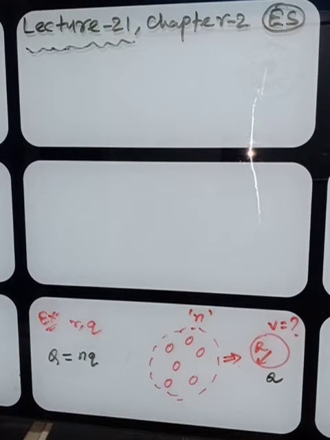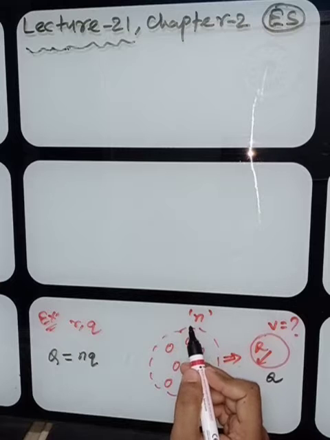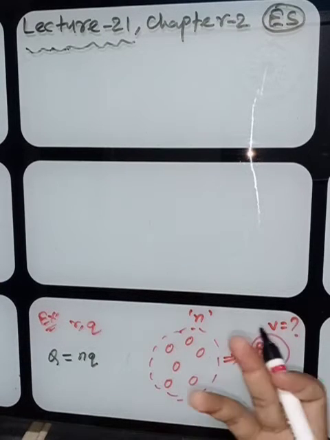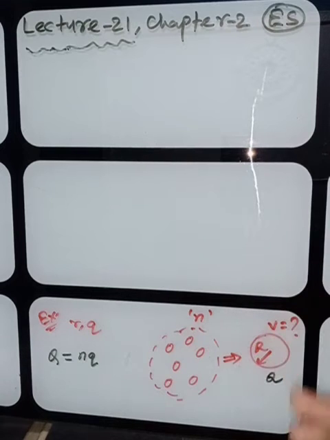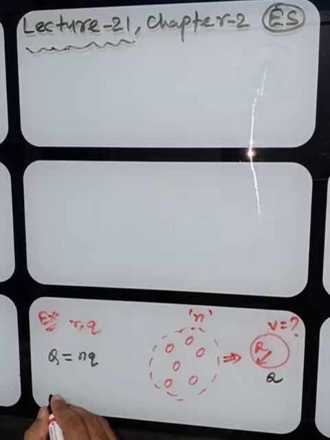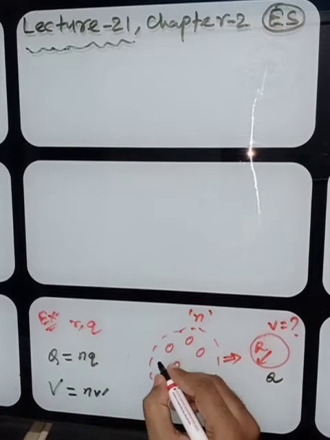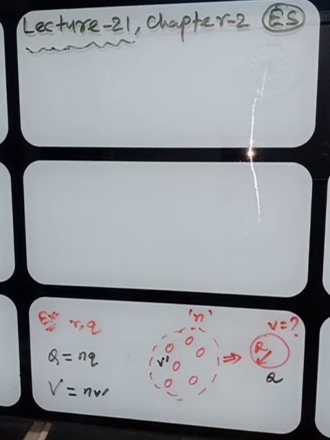Now, what about the radius actually? Suppose the volume of one droplet is small v and number of droplets are n. So the total volume, since the volume will also conserve, volume will not change. So the volume of this bigger drop, that is the capital V, will be equal to n times the volume of one droplet, V dash. What you will get actually from here? You will get the radius of the bigger drop.